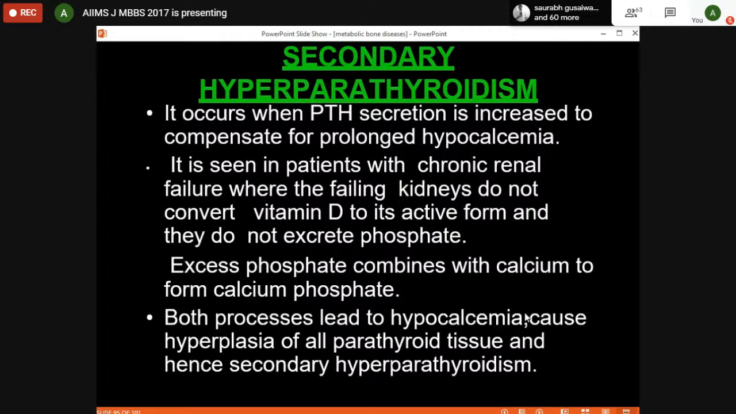Now we will talk about secondary hyperparathyroidism. It occurs when the parathyroid hormone secretion is increased due to compensation for prolonged hypocalcemia. It is seen in patients with chronic renal failure where the failing kidneys do not convert vitamin D to its active form and they do not excrete phosphate. Excess phosphate combines with calcium to form calcium phosphate. Both processes lead to hypocalcemia, causes hyperplasia of all parathyroid tissue, and hence secondary hyperparathyroidism.